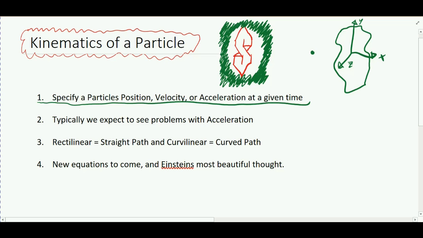I put this sentence in here saying typically we expect to see acceleration because the equations of motion are a lot easier if it's just traveling at a constant velocity. That's like something you might see in middle school or something. A train is traveling at 30 miles per hour. How long does it take to go 30 miles, right? It takes an hour.